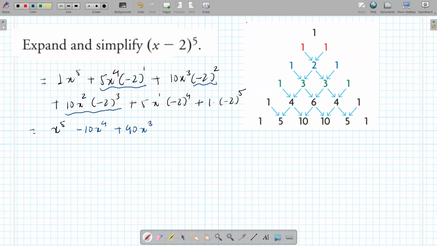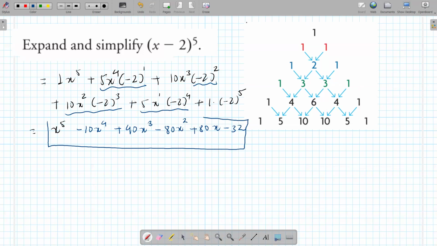What's the next term? If you simplify this, -2 cubed is -8, times 10 is -80, and x squared, right? -80x^2. What's the next term? That's 16. Positive 16 times 5 is 80 as well. And then you just have x, and then the last term is 32. -2 to the 5 is -32. So this is the thing expanded and simplified.